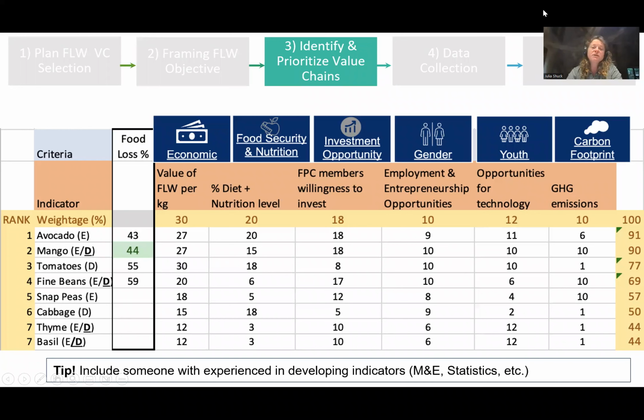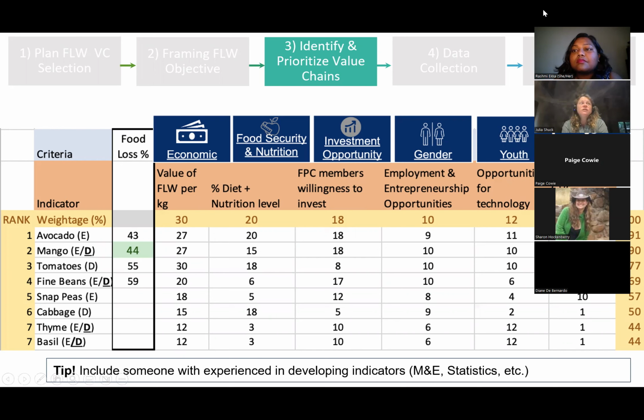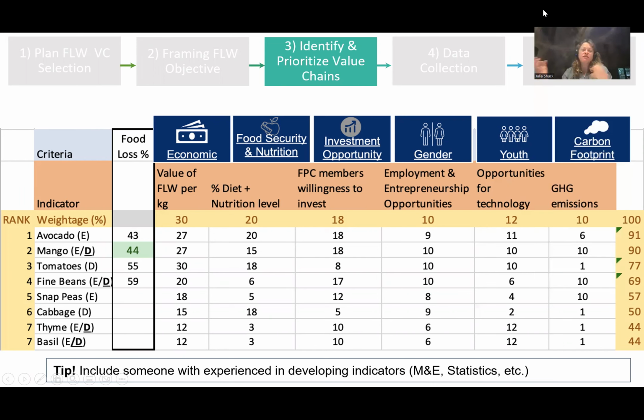Then we look at investment opportunities. This is one where they decided to make their own indicator. For this, we looked at their members' willingness to invest. So again, focusing on those actors they had the greatest access to. And that's where you see cabbage starting to drop off. Cabbage is a staple crop, but it's not incredibly profitable compared to some of the others like mango or avocado.